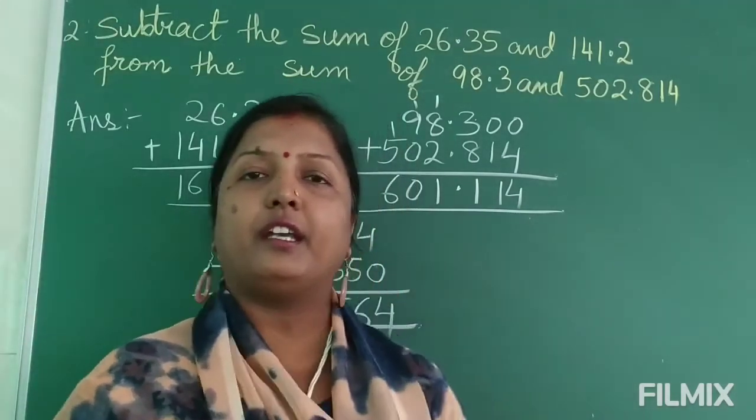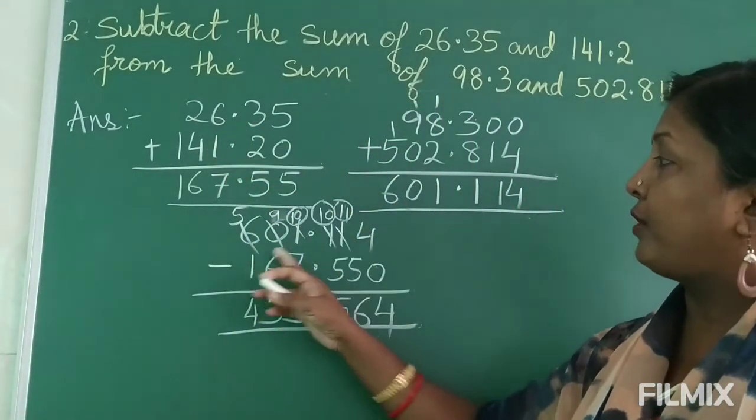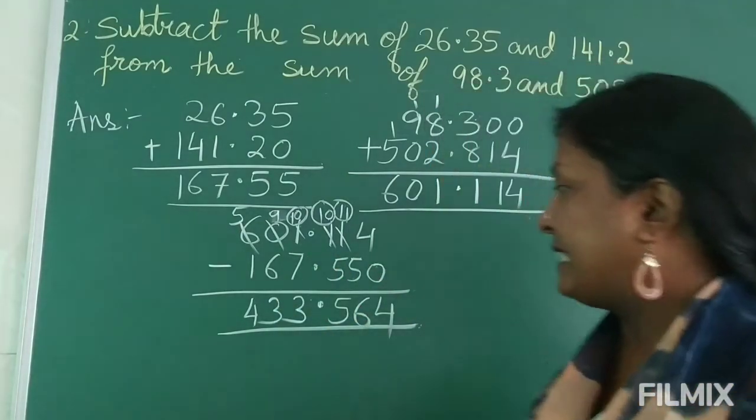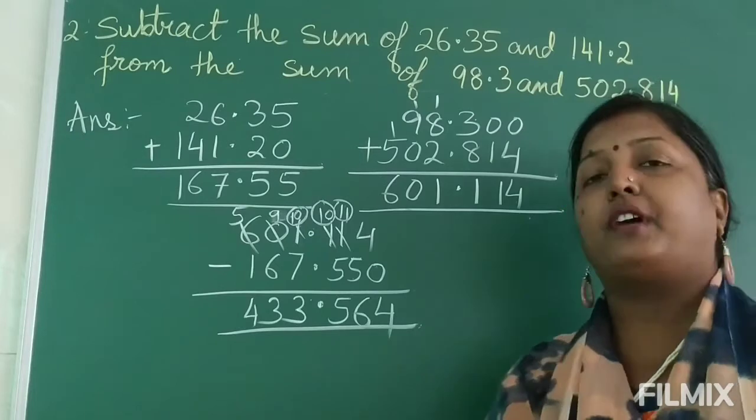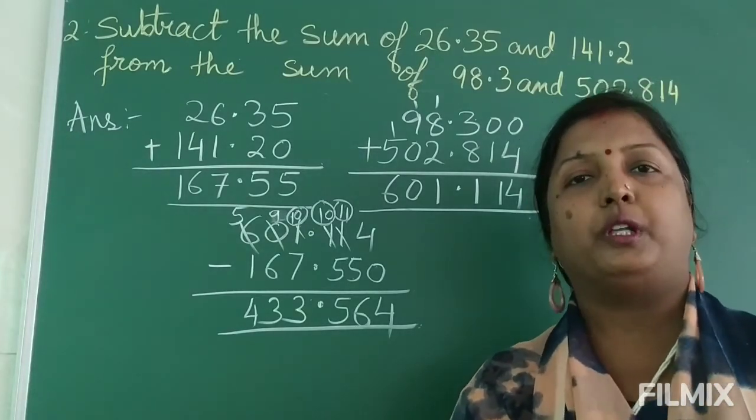So children, you can see you added the sums, then whatever was after from was written on the top, and then you subtracted and you got the answer as 433.564. This is our answer. I hope you are understanding how to do the numbers.